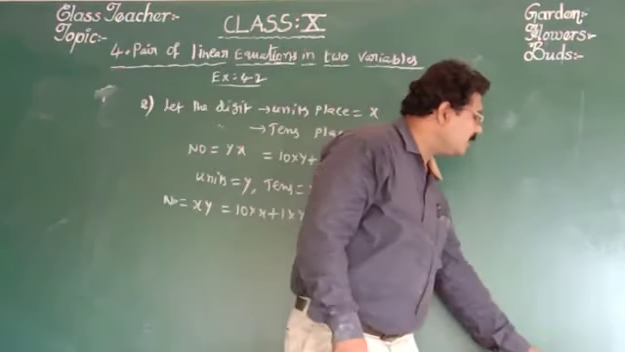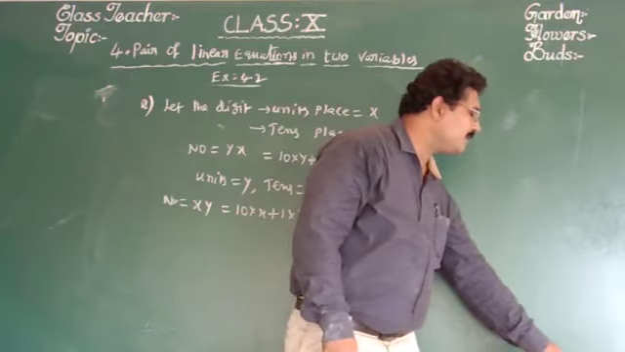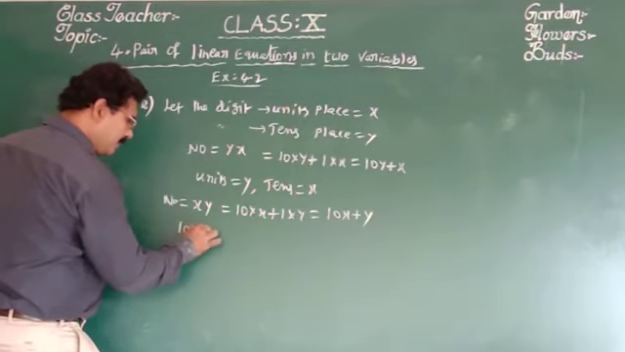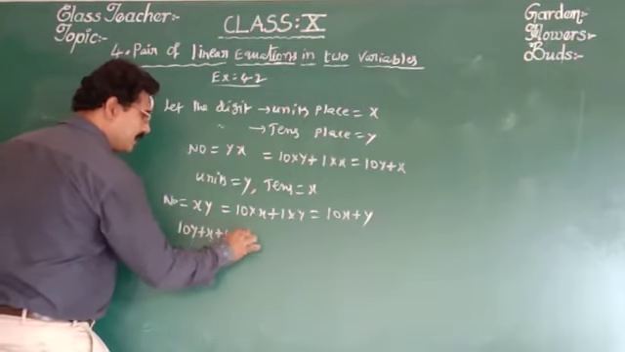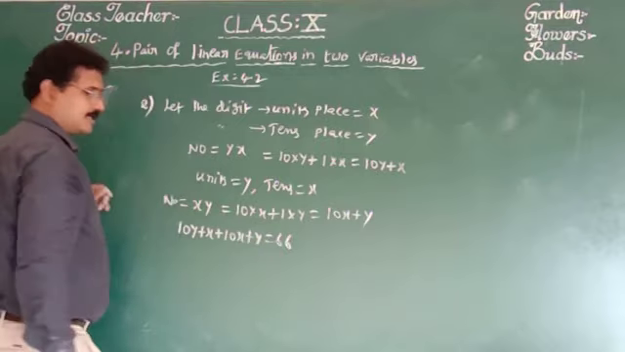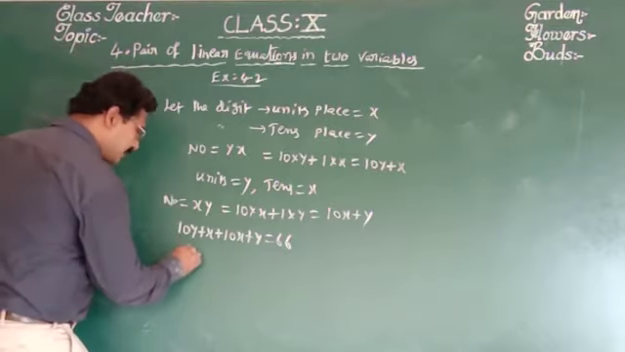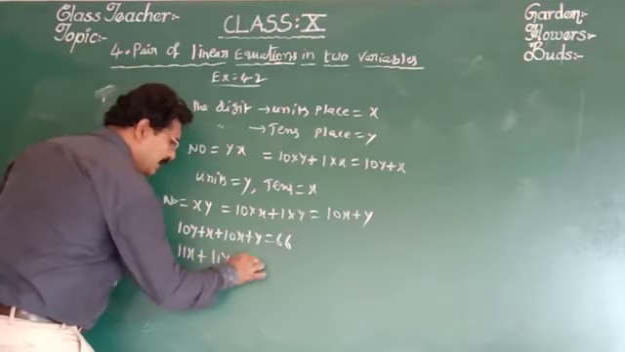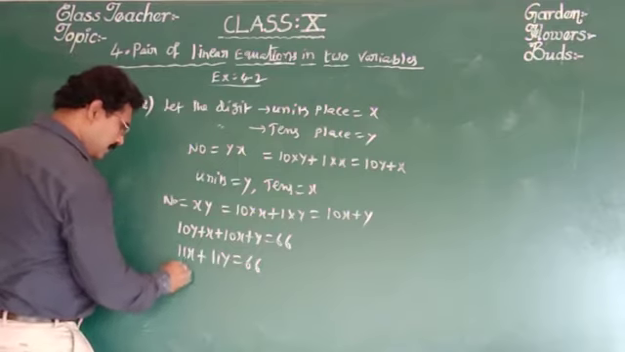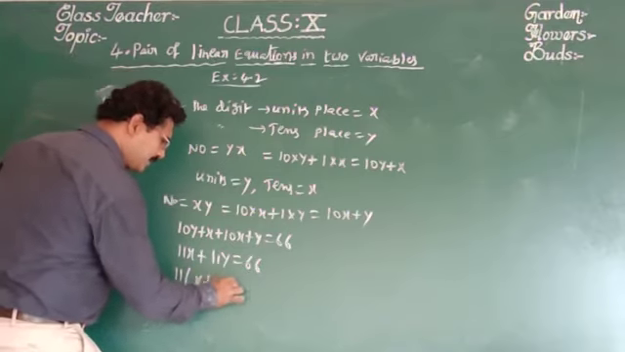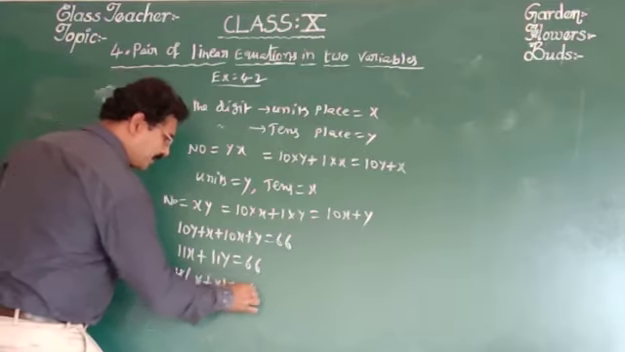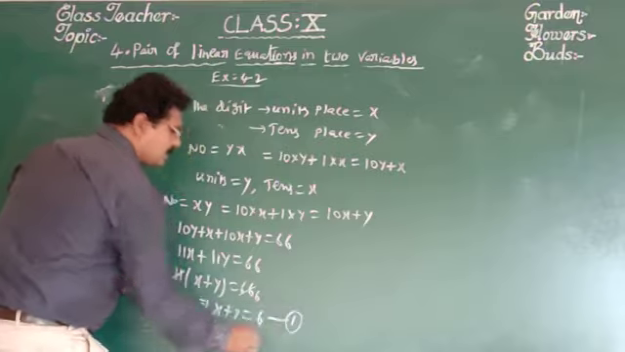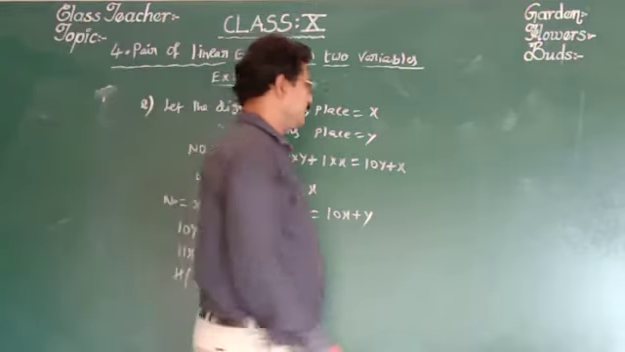By the problem, the sum of the two-digit number and the number obtained by reversing the digits is 66. So 10y plus x plus 10x plus y is equal to 66. That gives 11x plus 11y is equal to 66. Taking 11 common, 11 times (x plus y) is equal to 66, which implies x plus y is equal to 6. Call it equation number 1.